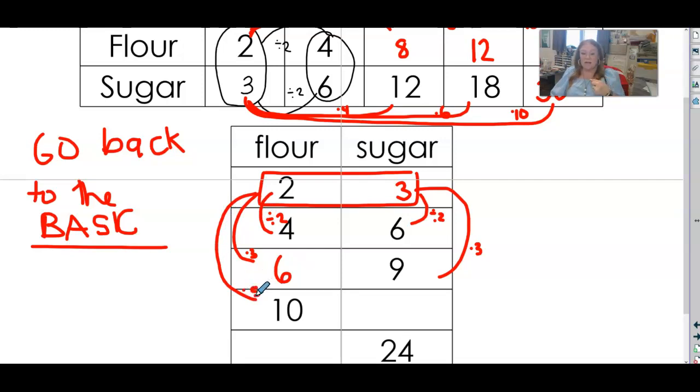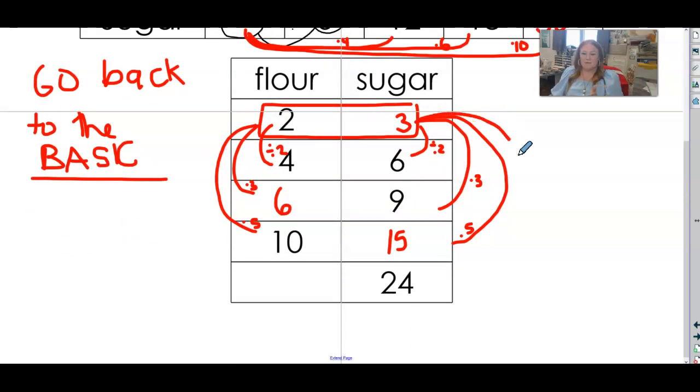So there's times 5. Now we're going to do times 5 on here. What we do to one side, we do to the other, always going from our basic ratio. So 3 times 5 is 15. And now I have to go from 3 to 24. 3, 6, 9, 12, 15, 18, 21, 24.